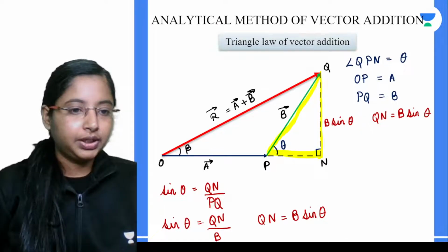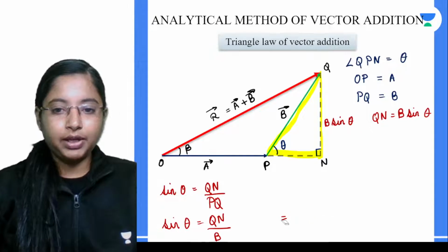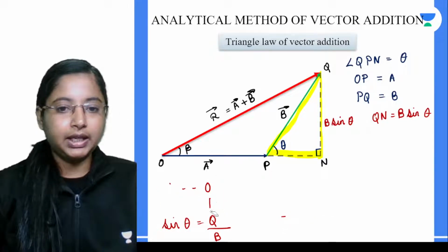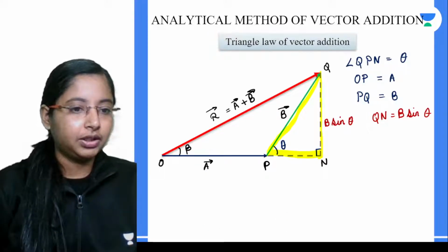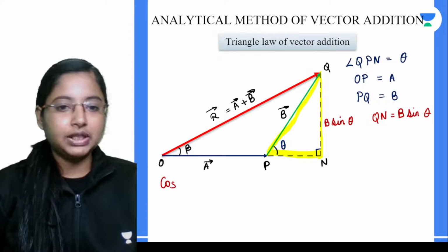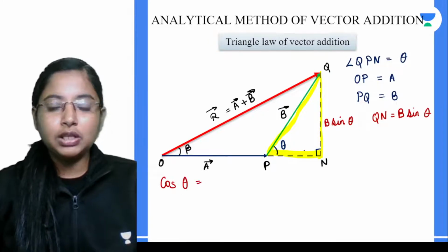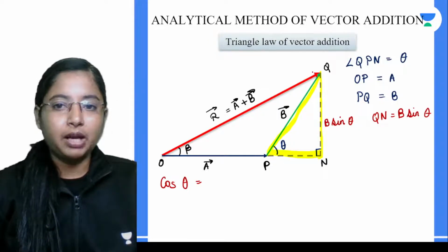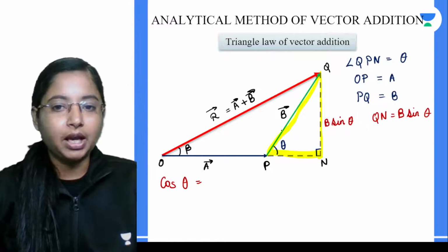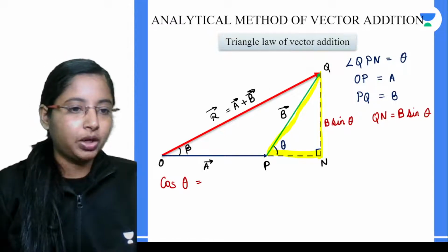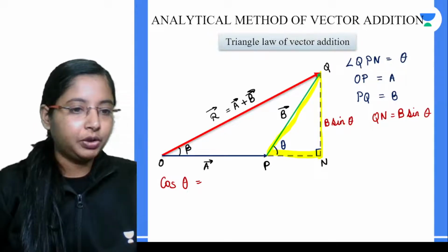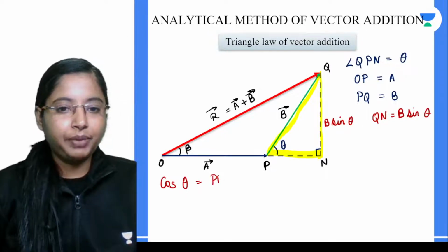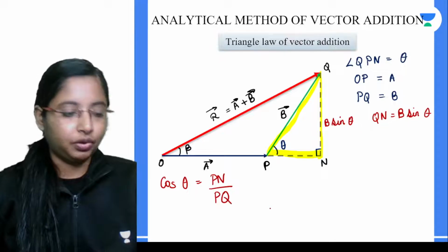Now let's do the next one. We found the sine, let's try and find what is cos. Now cos of this angle theta over here, cos theta is nothing but adjacent by hypotenuse, or in other words base by hypotenuse. Base over here is nothing but PN, and by PQ. Hypotenuse is PQ, right? So we have PN by PQ over here.